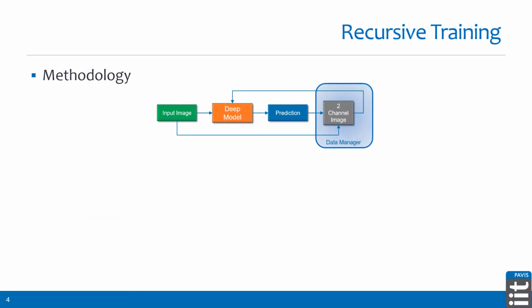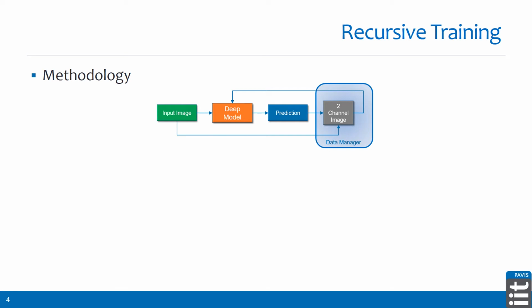We can see the proposed methodology in this paper. We provide an input to the deep model and in return we get the prediction. Once the prediction is received, the input image and the predictions are sent to the data manager where both are concatenated in terms of channel, and then the newly generated data is fed again to the model alongside the original data.